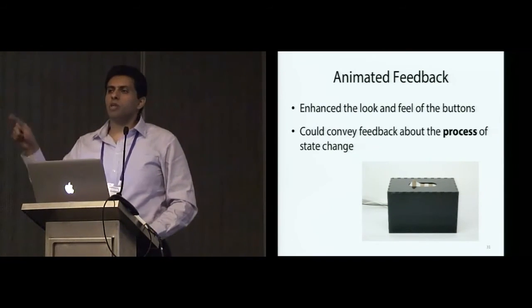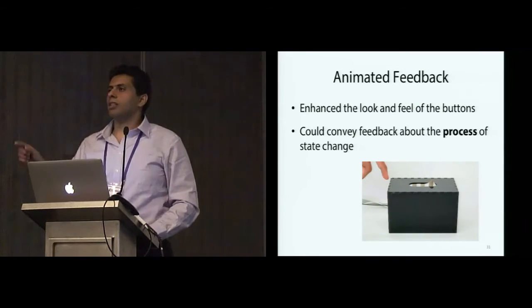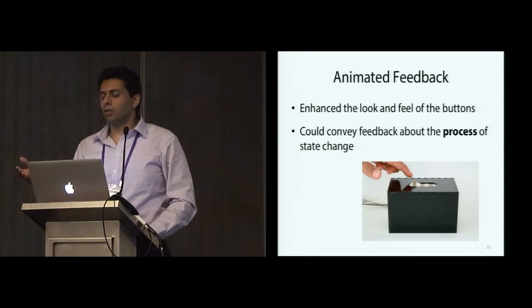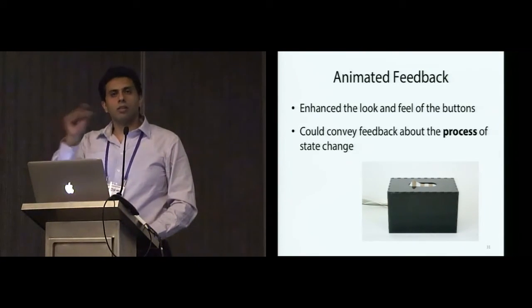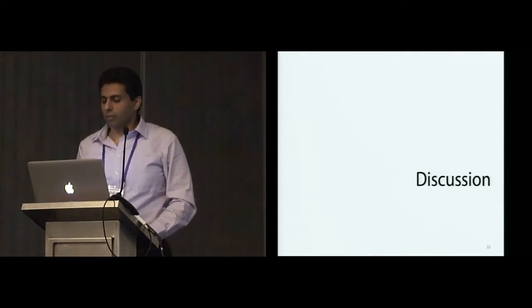So for example, if the animation was fast, that means that the system didn't have any problem going from one state to the other. Or if it was a bit slower, then the system had some delays. It's some kind of the analogy of a progress bar, for example.